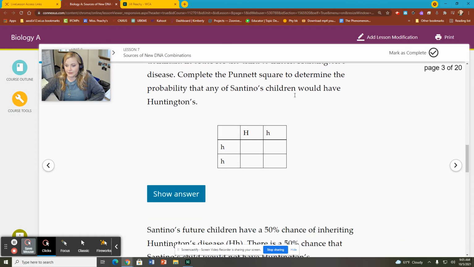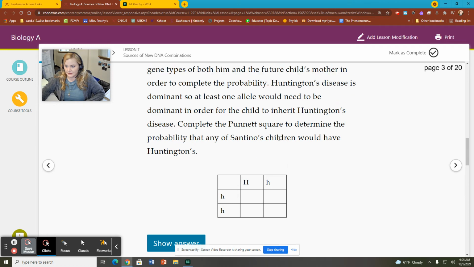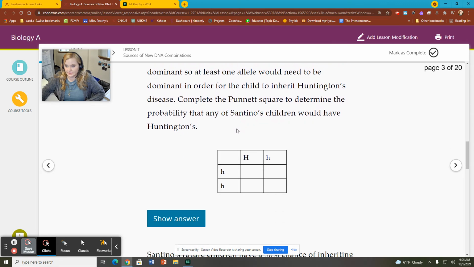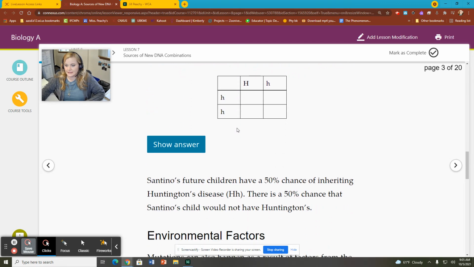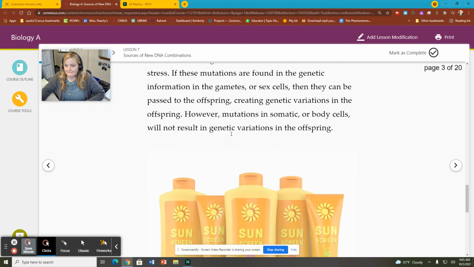And so he does a Punnett square here. Huntington's disease is dominant, so at least one allele would need to be dominant in order for the child to inherit Huntington's disease. So it's asking you to solve this Punnett square here. So do some practice with that.